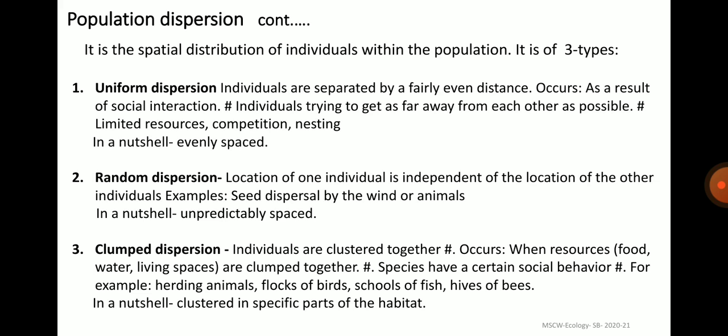So you can say here in this case the individuals of the population are unpredictably spaced. The third one is the clumped dispersion. Here the individuals are clustered together, and it occurs when resources like food, water, and living spaces are clumped together and the species have a certain social behavior. For example, herding animals, flocks of birds, schools of fish, hives of bees, etc. So in a nutshell you can say the clumped dispersion pattern will be exhibited by individuals which are clustered in specific parts of the habitat.